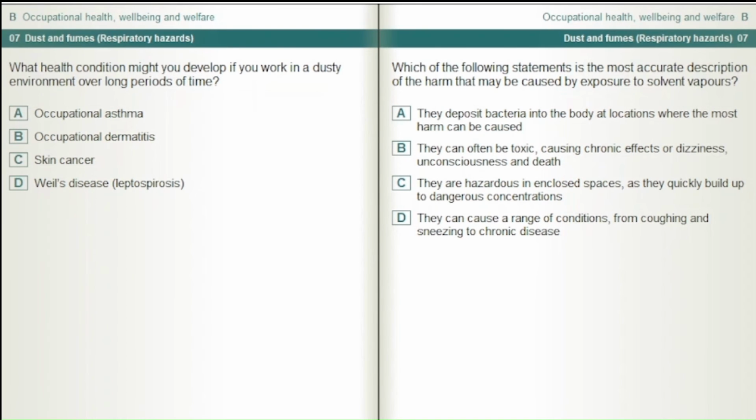Which of the following statements is the most accurate description of the harm that may be caused by exposure to solvent vapours? They deposit bacteria into the body at locations where the most harm can be caused. They can often be toxic, causing chronic effects or dizziness, unconsciousness, and death. They are hazardous in enclosed spaces as they quickly build up to dangerous concentrations. They can cause a range of conditions from coughing and sneezing to chronic disease.